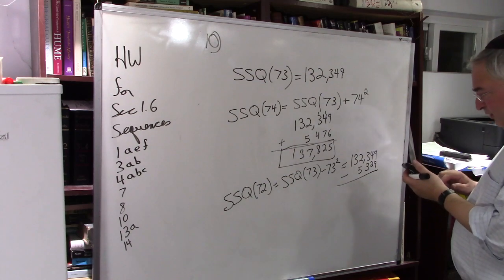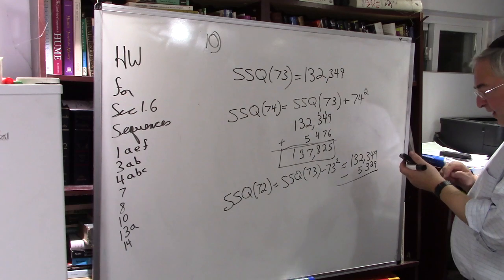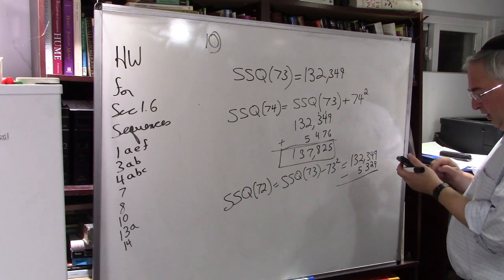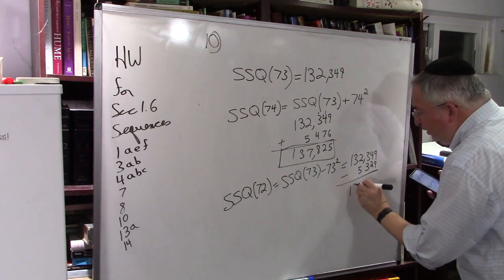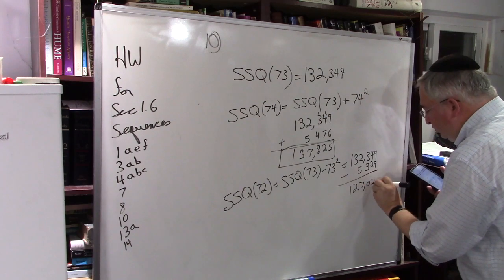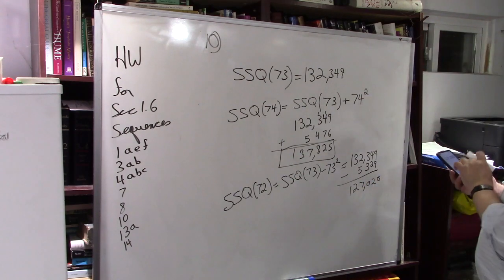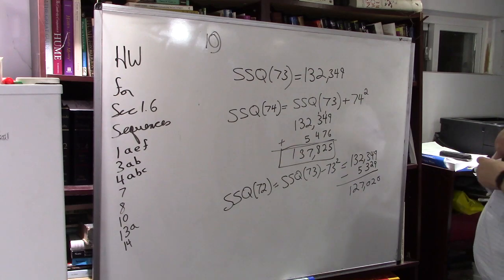So this becomes 132,349, that's what they told us, minus 5,329 equals 127,020. Clear. Good. Next.